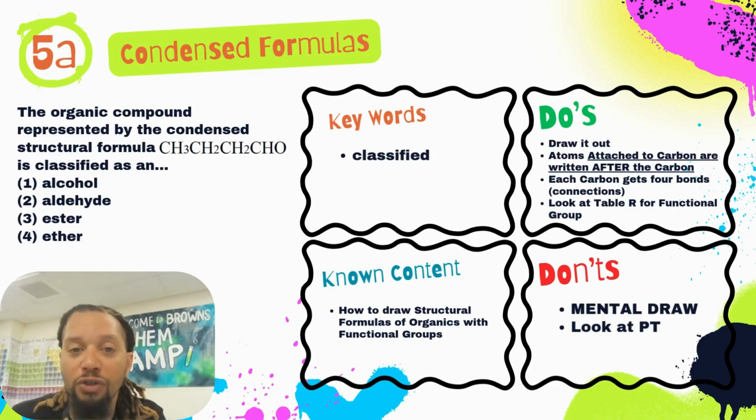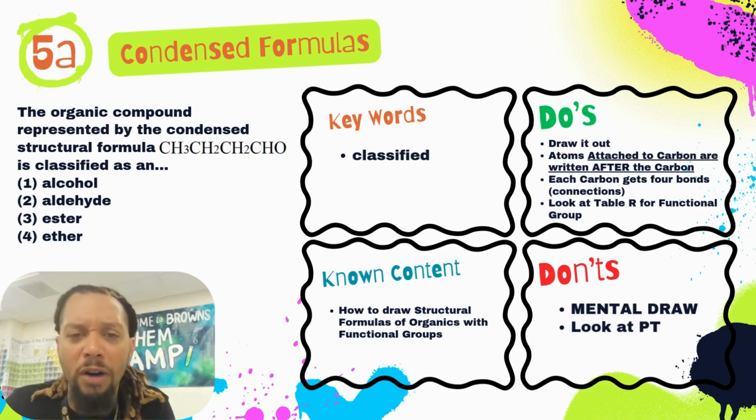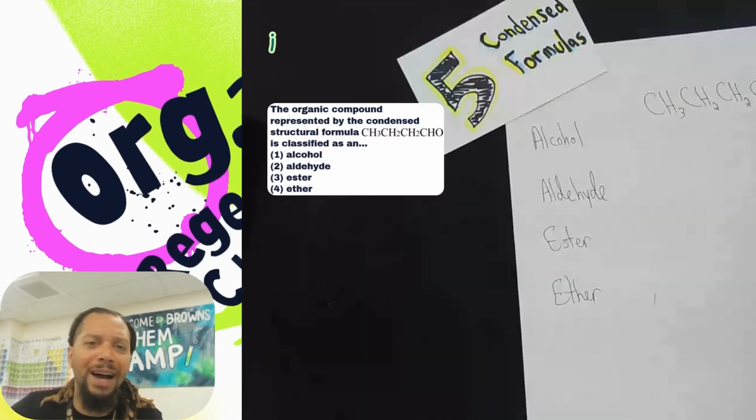What we're going to do, we're going to draw it out. We're going to make sure all of the atoms attached to the carbon are the ones that are written after the carbon, and then each carbon gets 4 bonds. We're going to make sure those connections are right. We're going to look at Table R for functional groups. That's going to give us our identity. We're not going to mental draw it, and we're not going to look at the periodic table. So let's work it out.